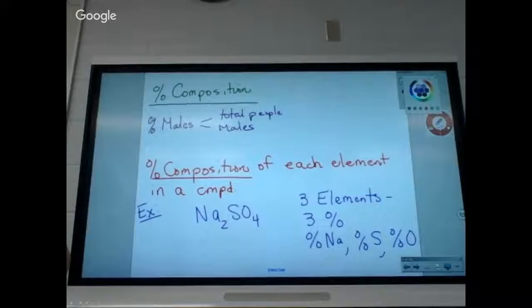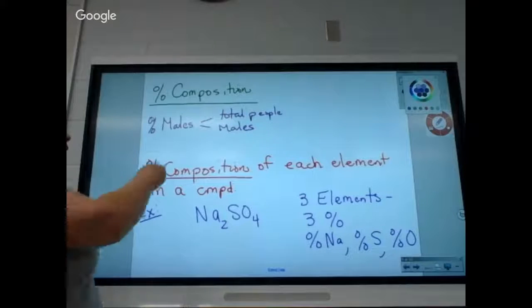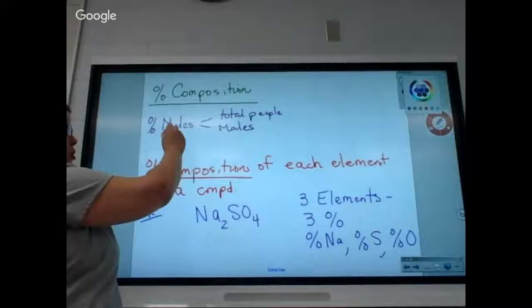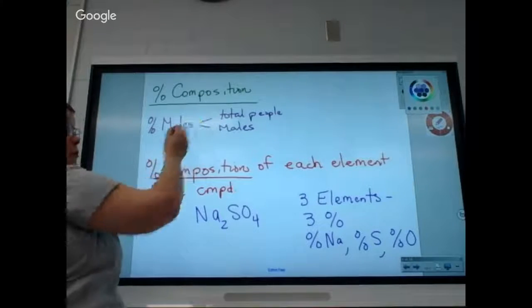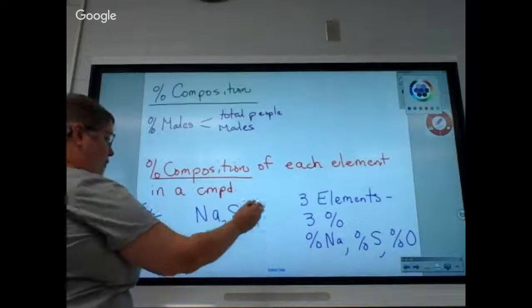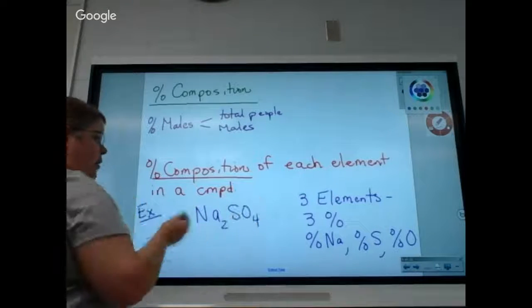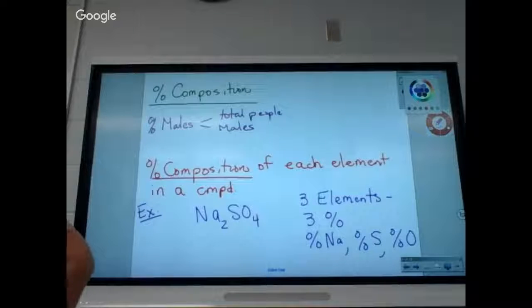You said we had to know all of the people in the room. What would we need to know about the what? That's what Kayla said. Wait, say it again. I said, in order to find the percent males, you said we had to know the total number of people in the room and the number of males in the room. So I'm asking you, what do you have to know about this compound in order to find the percent sodium? What would be the same as knowing all the people in the room about the compound? The mass of what?